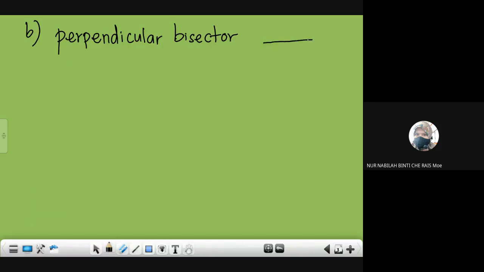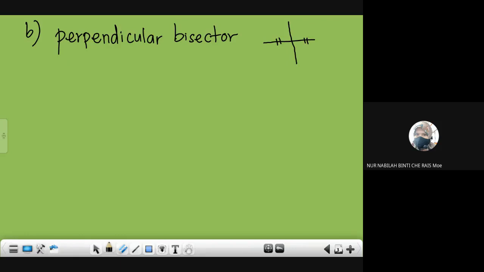Okay, for B, we want to construct a perpendicular bisector. Bisector means that you divide the region into the same distance. For example, if you have a line like this, then you divide these two lines into the same distance. Here is equal to here. That is a bisector.